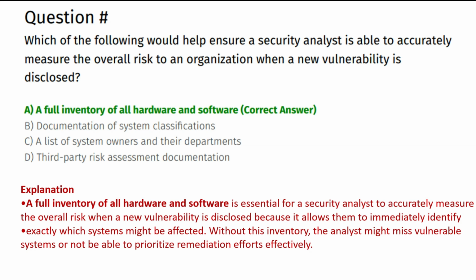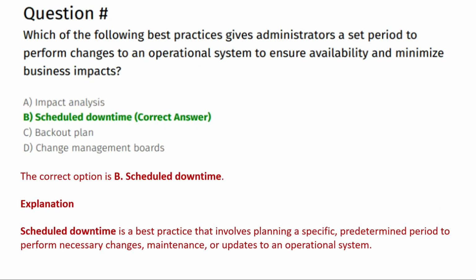So let's move to the next question. Next question is, which of the following best practices gives administrators a set period to perform changes to an operational system to ensure availability and minimize business impacts? Option A, impact analysis. Option B, scheduled downtime. Option C, backout plan. Option D, change management boards. And the correct answer for this question is option B, scheduled downtime.